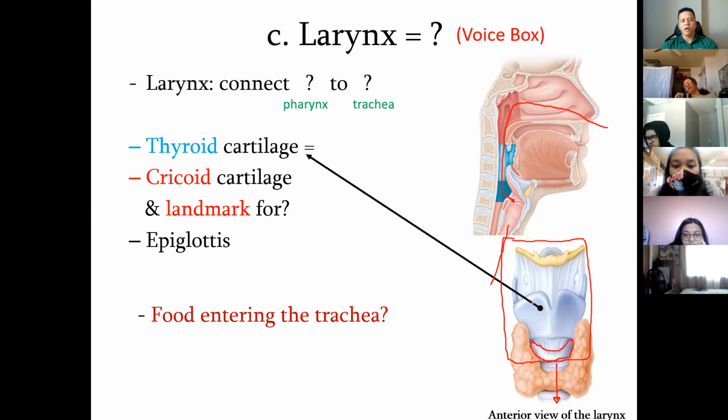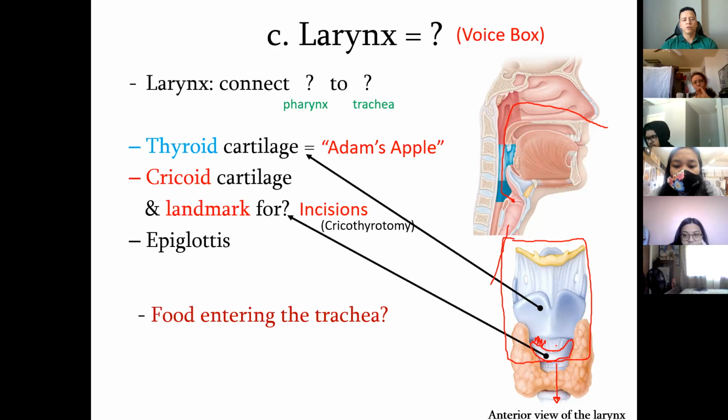In between the thyroid cartilage and the cricoid cartilage, we have a little soft membrane right here. We can actually feel it with our fingers. You can stick the finger right there. And this membrane here is what we call the cricothyroid membrane. This membrane is an important landmark for an emergency procedure that is called cricothyrotomy, okay? And I explain what this cricothyrotomy is in the lecture.